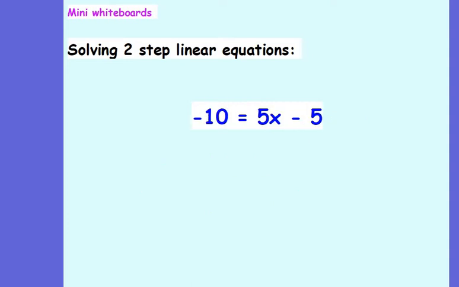How good are you? How about now? Solve this one for me. Let's go through it. We're going to start by adding 5 to both sides, which leaves me with 5x is equal to negative 5.